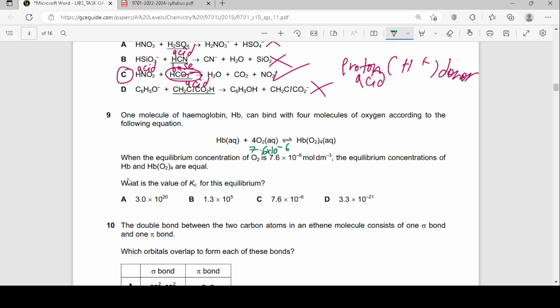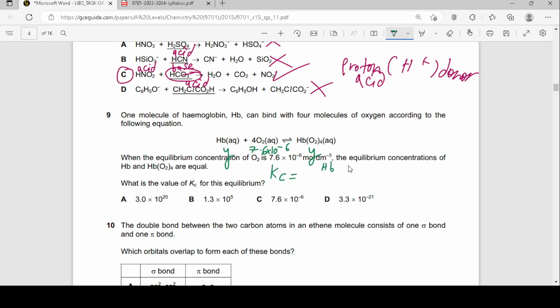The equilibrium concentrations of Hb and Hb(O2)4 are equal. So we can just take this as x, and this will also equal x because they're equal, right? That's what they said. Now, what is the value of Kc for this equilibrium? Actually, I'll not take x, I'll just take y. There's no reason for that, I just want to take y. So what's the Kc expression firstly?